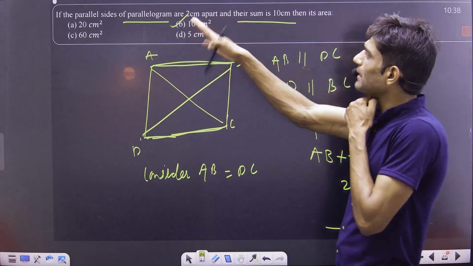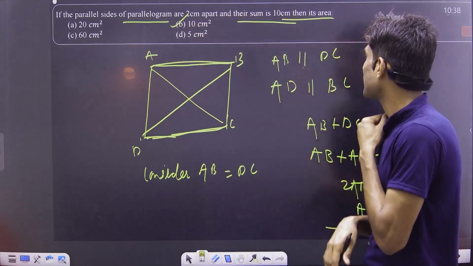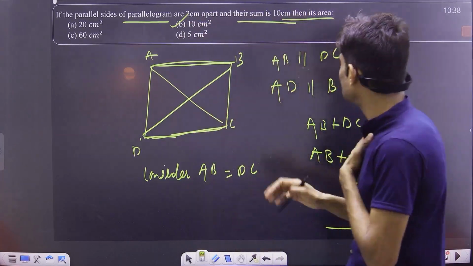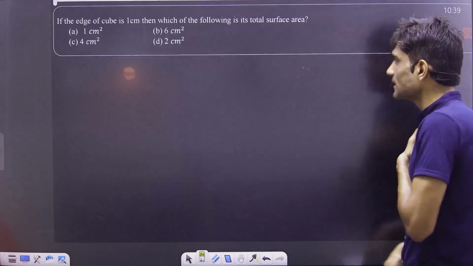What we want here is the parallel side of the parallelogram, then the area. I hope you all have understood this solution. Let's move to the next.